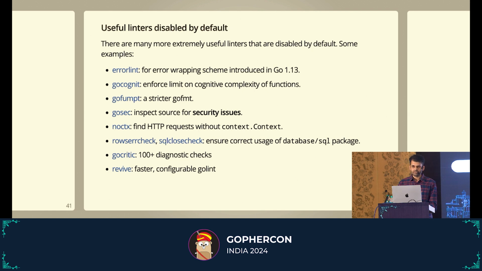GoSec deserves a special mention. It is a security-focused linter, which is able to catch issues like SQL and command injection. Apart from that, we also have GoCritic and Revive. These are linters which bundle a large number of detections into a single tool, and these are also disabled by default, so it is good to enable them.